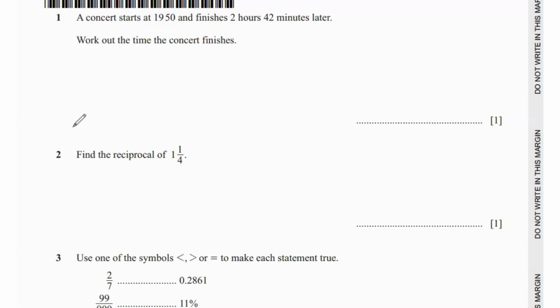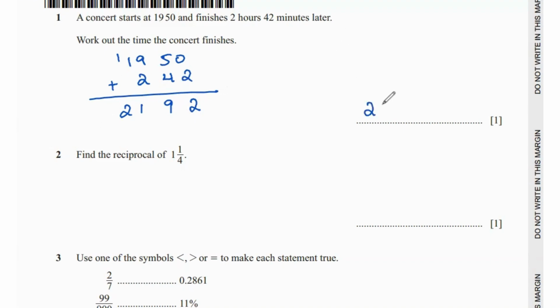And the first question says a concert starts at 1950 and finishes 2 hours 42 minutes later. Forget the time the concert finishes. So we're going to add 2 hours 42 minutes to 1950. 9 plus 2 is 11, 1 plus 2 is 3, so 2192. Now, since our minutes cannot be greater than 60, we take 60 minutes from 92 and add it to 21 as an hour. So it's going to be 22 hours and 32 minutes.